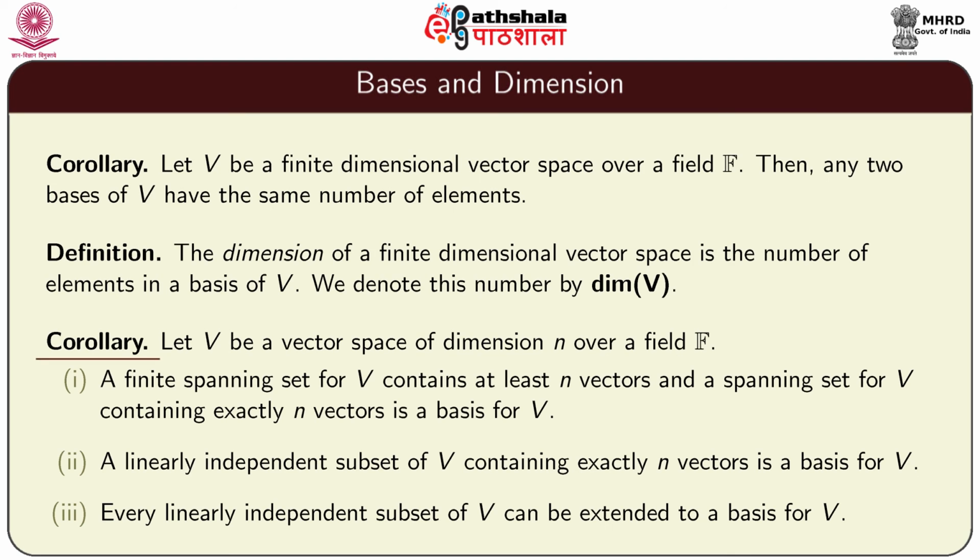And now a very useful corollary, which is again a beautiful application of the replacement theorem, which says the following: let V be a vector space of dimension n over a field F. A finite spanning set for V contains at least n vectors, where n is the dimension, and a spanning set for V containing exactly n vectors is a basis for the vector space V. The second part of the statement is that a linearly independent subset of V containing exactly n vectors is a basis for V, and the third part says that every linearly independent subset of V can be extended to a basis for V.